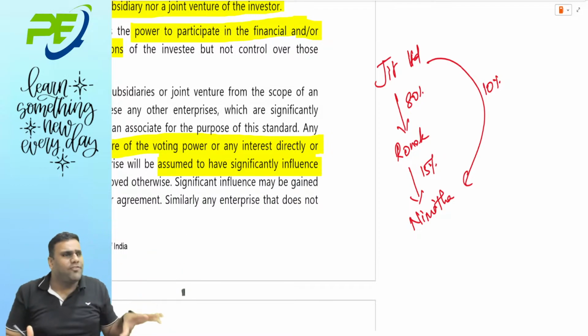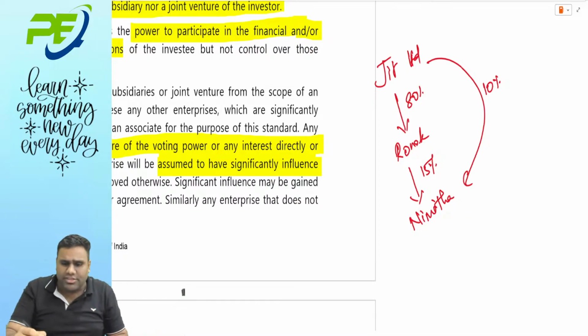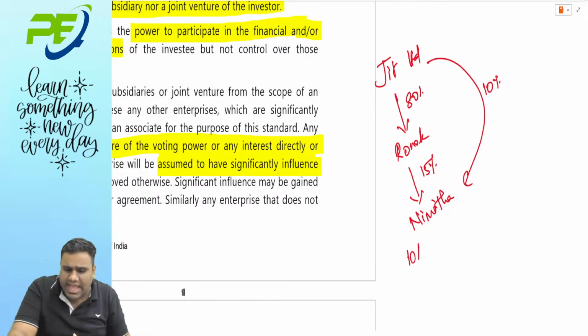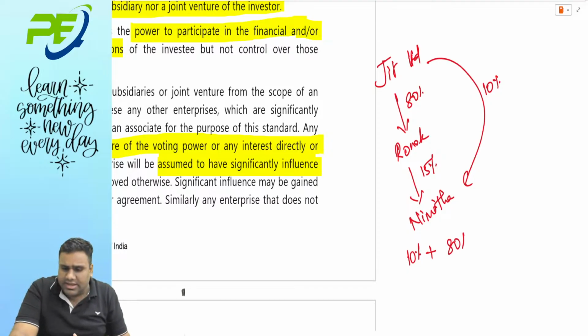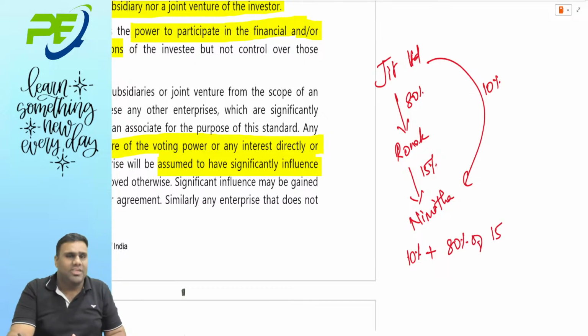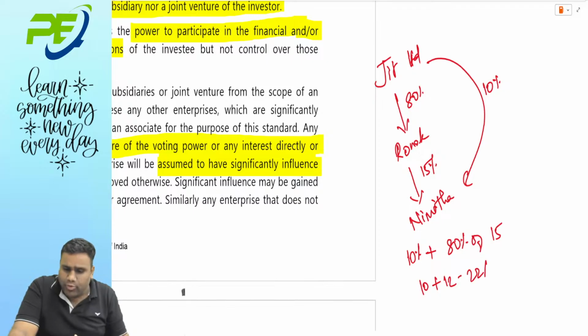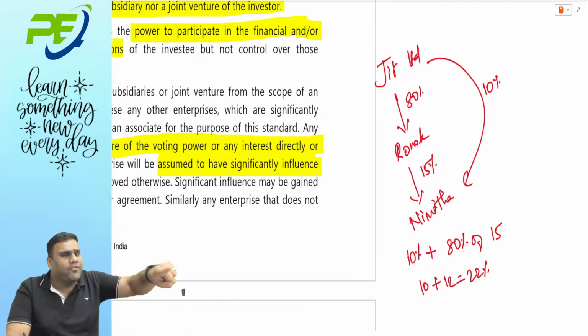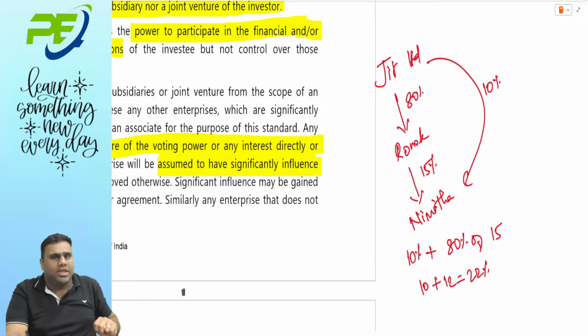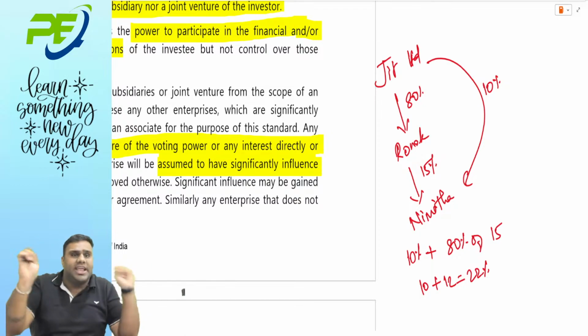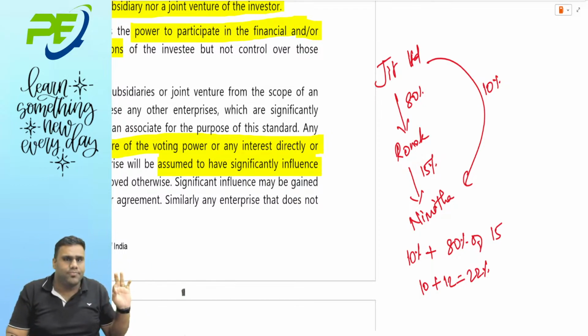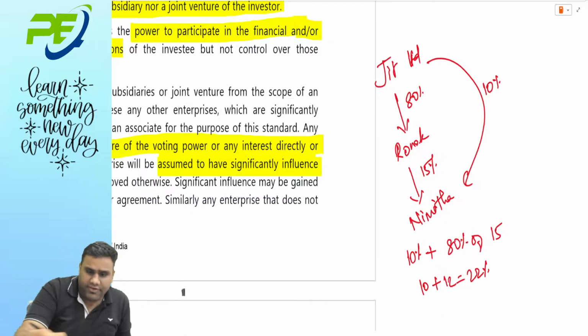But for the purpose of consolidation, Jitendra has 10% directly and 80% of 15. So 10 plus 12, 22%. For the purpose of consolidation, it is 22. But to decide whether it is an associate or not, it is 25. Now, let me modify this a little.